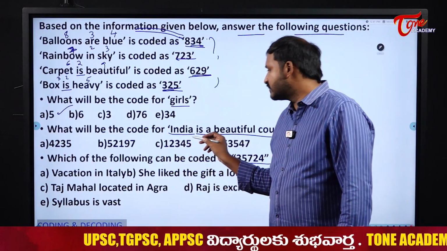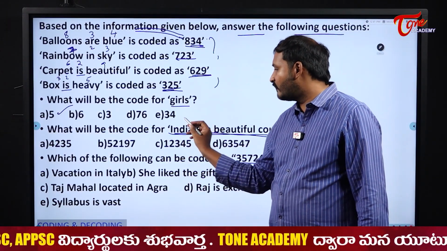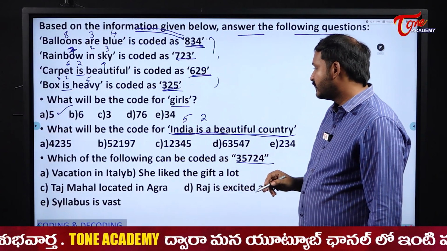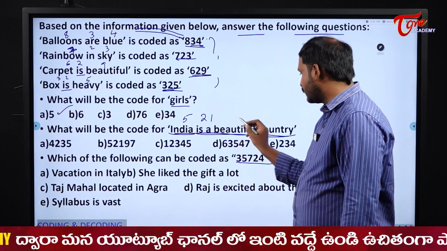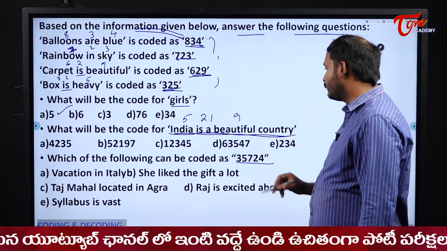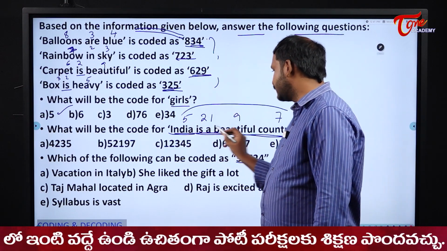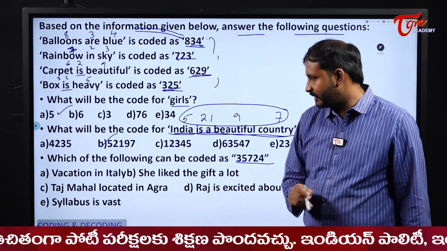Okay. Next, what is the code for "India is a beautiful country"? India, how many letters do I have? 5. "Is" is 2. Right? Next, "a". How many letters do I have here? 1. "Beautiful" 9. "Country", how many letters do I have here? 7. So 5 2 1 9 7. Where do we have that code? Option B. Option B.